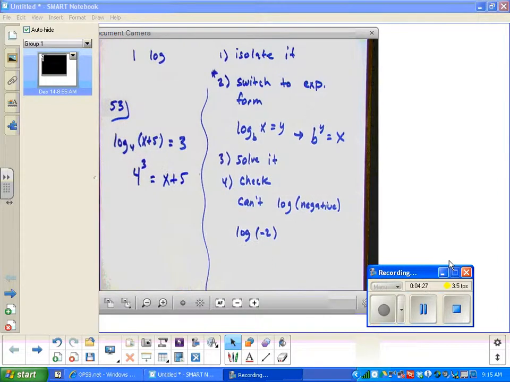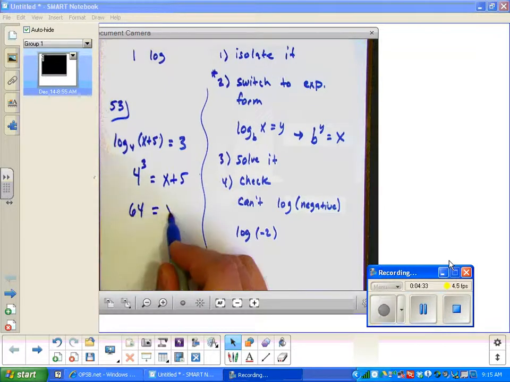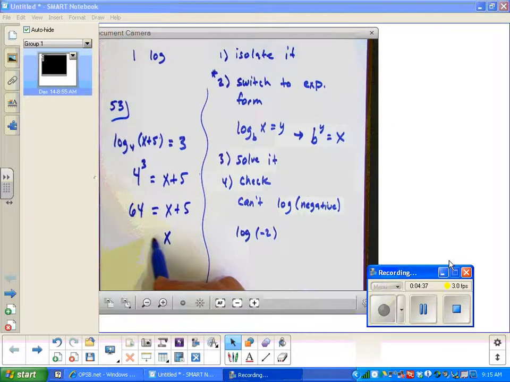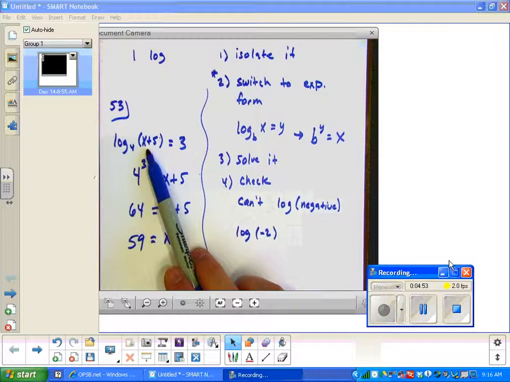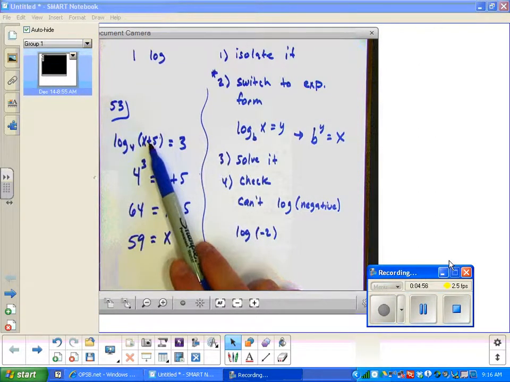4 to the third power, if I didn't know it, I could push it in my calculator, but 4 to the third is 64. Subtract 5. From here, you just solve it. 64 minus 5 is 59. Now here's the check for extraneous solutions: if x is 59, am I taking the logarithm of something negative? No.